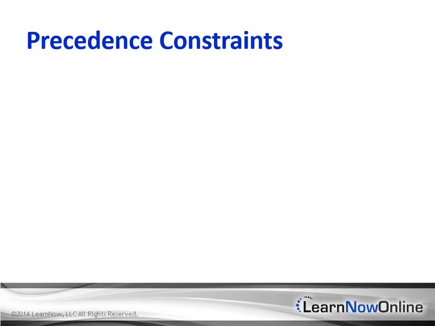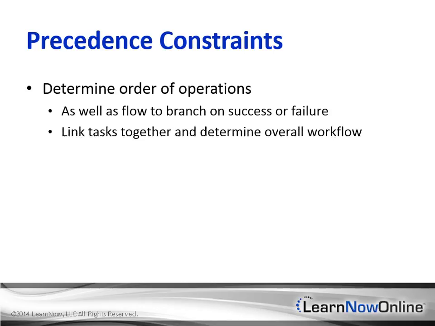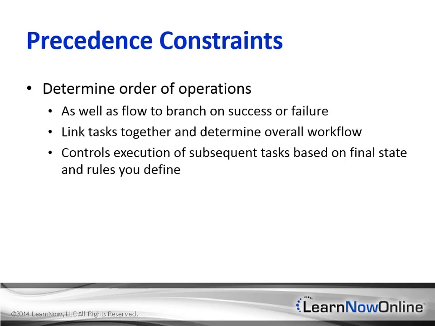All right, the next component I want to talk about is precedence constraints. Precedence constraints determine the order of operations through the control flow, as well as allow the flow to branch based on success or failure of a task. They link tasks together and determine the overall workflow that you define within your package. A constraint controls the execution of a subsequent task based on the final state of the preceding task and the rules that you define for the workflow.